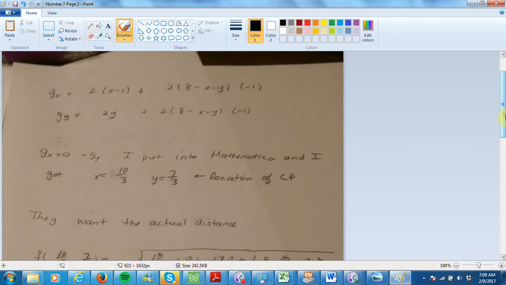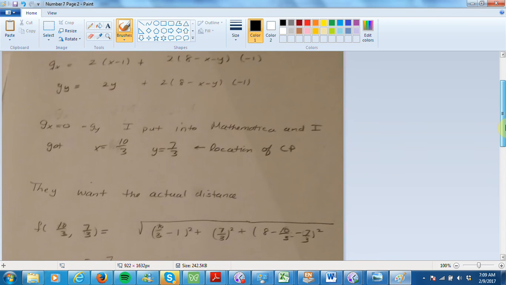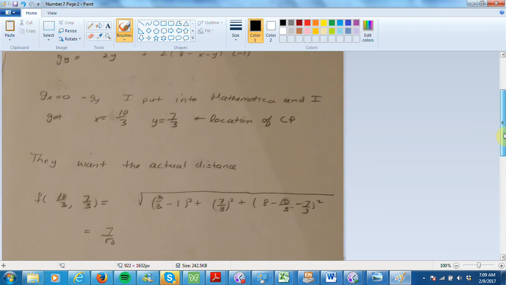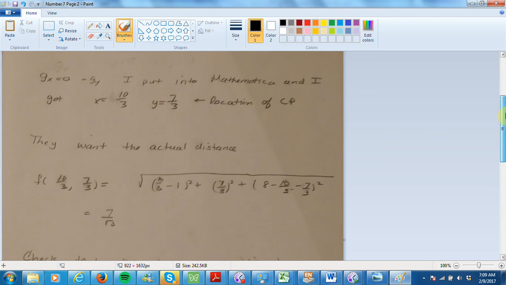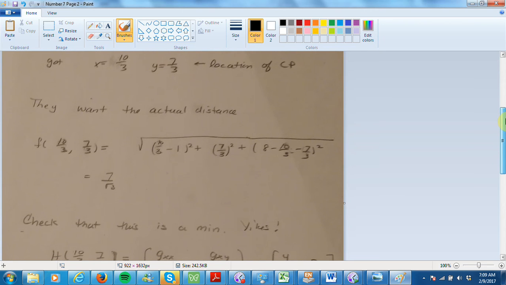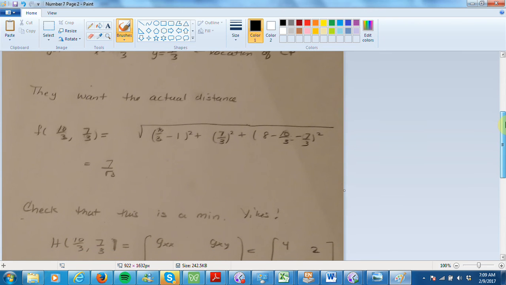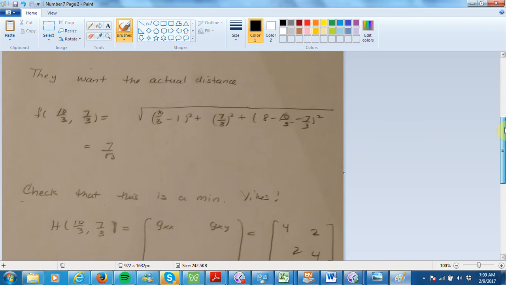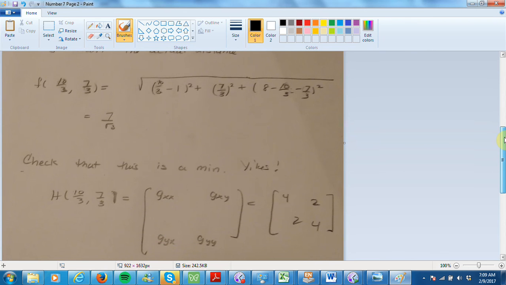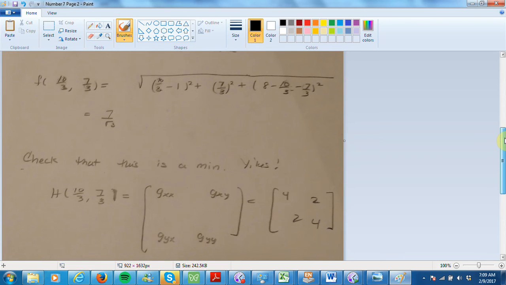Only one critical point. If you read the problem, they actually want the distance. So you have to go back to the original function, not the squared function. That's the distance, and put in the x and y you found into the formula. And I got 7 over square root of 3. And as Connor would say, I put it in WebAssign, it was the right answer. So that is true, but there's still more work to be done. We still have to check that this is a minimum.